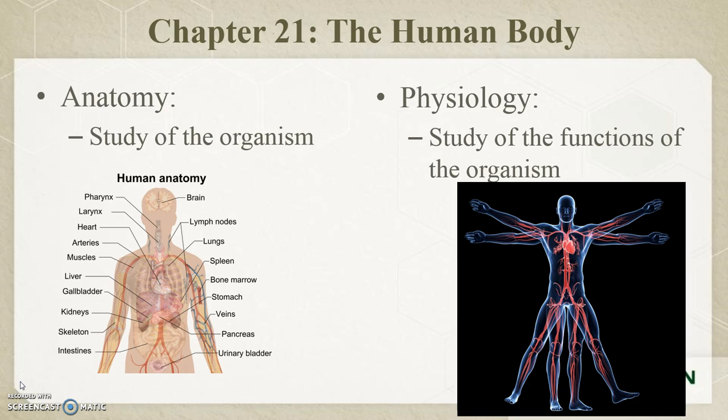All right, let's move on to chapter 21, which looks at the human body and our structure and function. When we talk about the human body, it falls into two categories, anatomy and physiology. Anatomy is the study of the structure of an organism, whereas physiology is the study of the function of an organism. But we also need to look at the development of diseases and disorders within the body. That's called pathophysiology.